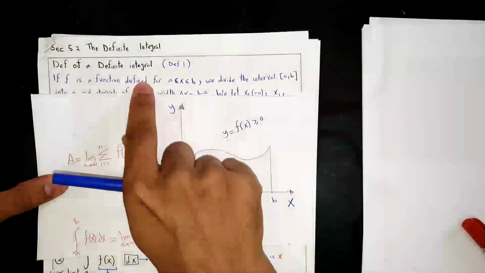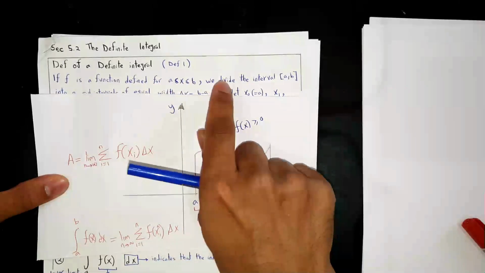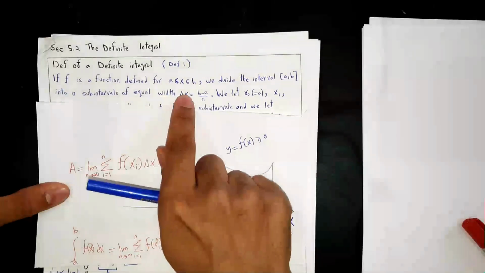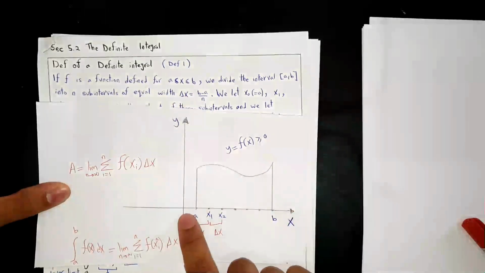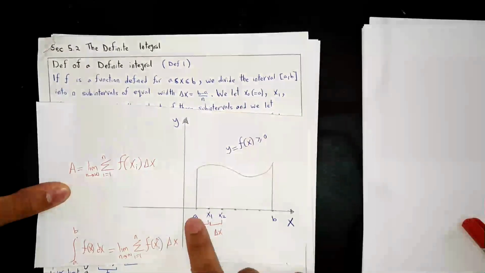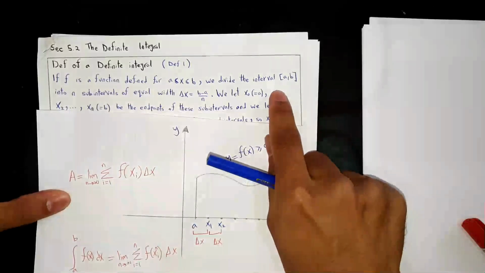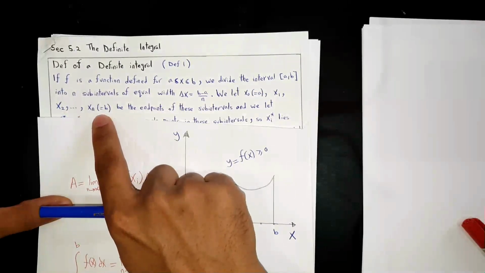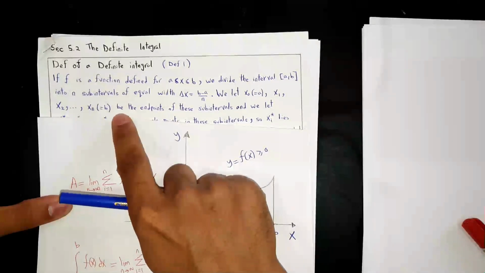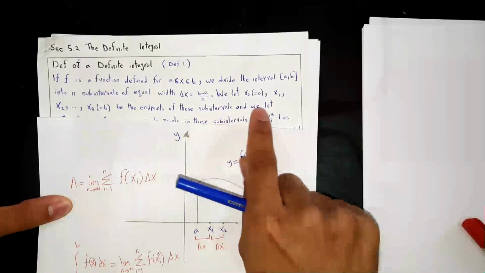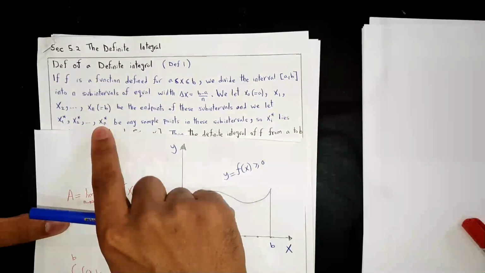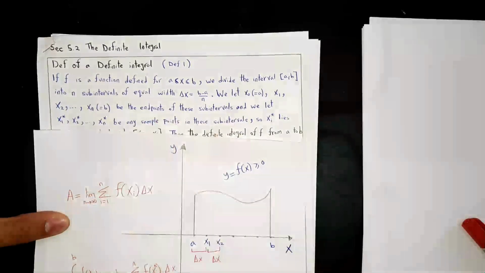If a function f is defined for a less than or equal to x less than or equal to b, we will divide the interval ab into n subintervals of equal width delta x, which is b minus a over n, as we did here. Then we will let x0 be a, then we have x1, x2, etc. until xn, and we will call it b. We call these the end points of these subintervals, and we let x1 star, x2 star, etc. up to xn star be any sample points in these subintervals.